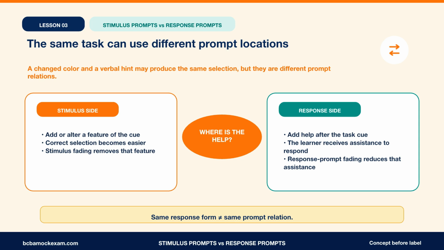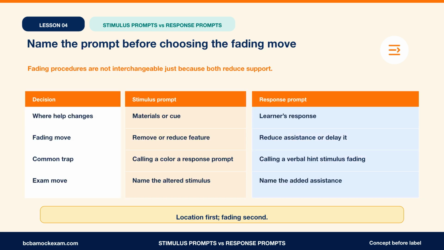The same task can use different prompt locations. A changed color and a verbal hint may produce the same selection, but they are different prompt relations. Same response form is not equal to same prompt relation. A stimulus prompt adds or alters a feature of the cue so correct selection becomes easier, and fading removes that feature. A response prompt adds help after the task and cue, so the learner receives assistance to respond, and fading reduces that assistance. Name the prompt before choosing the fading move.